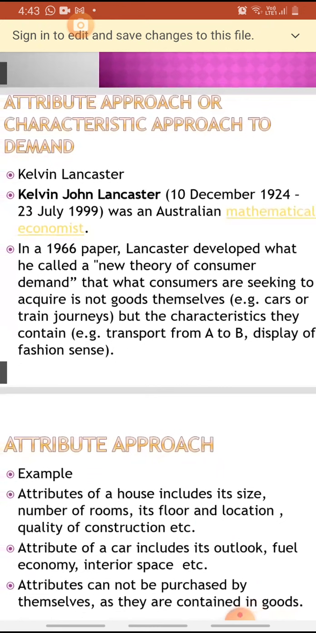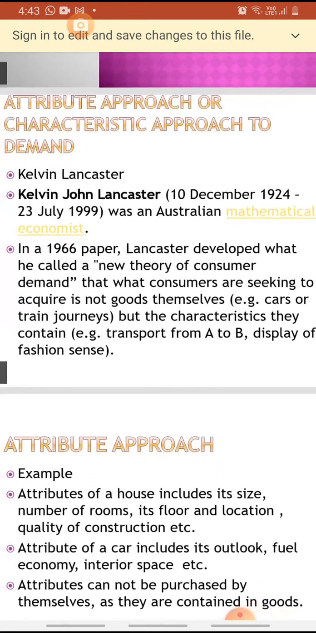Hi students, today we are going to study the characteristics approach to demand function developed by Kelvin Lancaster. The characteristic approach to demand, otherwise known as the attribute approach to demand function, was developed by Kelvin John Lancaster, an Australian mathematical economist.